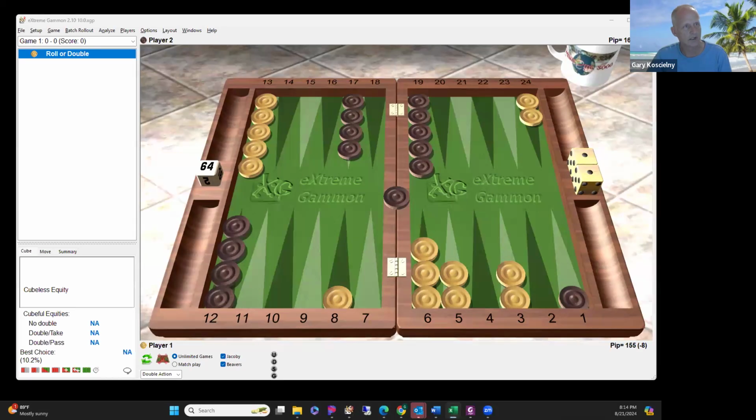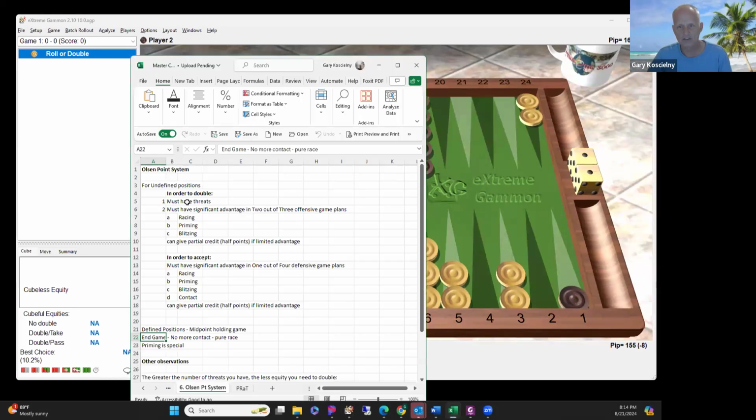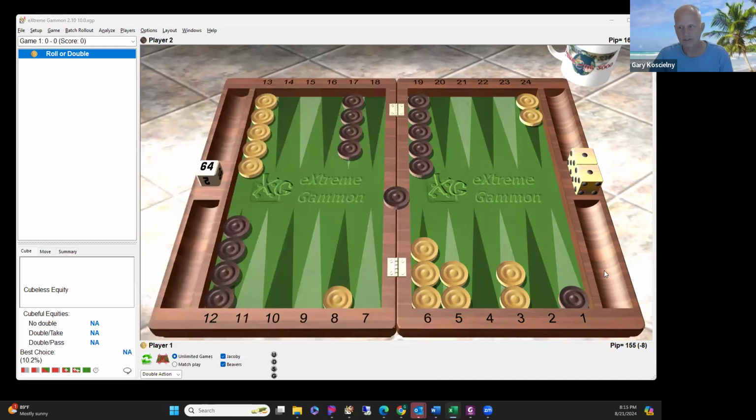In his system, you start with the requirement that you must have threats, but then you've got to get 2 out of these 3: racing, priming, blitzing. If you have half, you can count it as half, and then you can end up getting 2 out of it. So if you have half a race, half a blitz, but a full prime, you get 2, and that would be enough. So race gives us half. And that's fair.